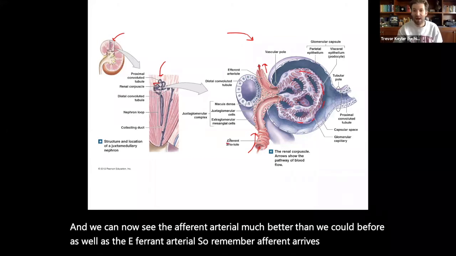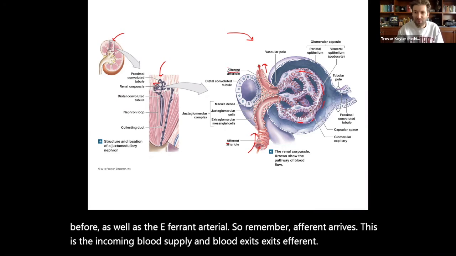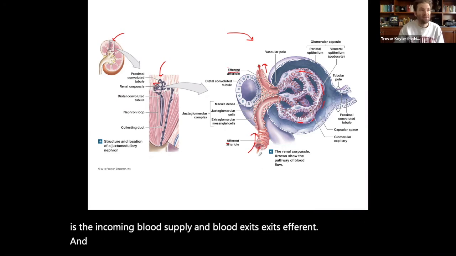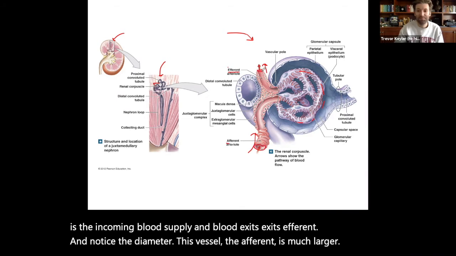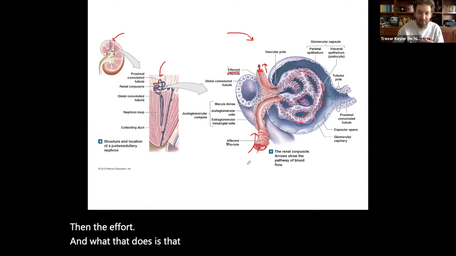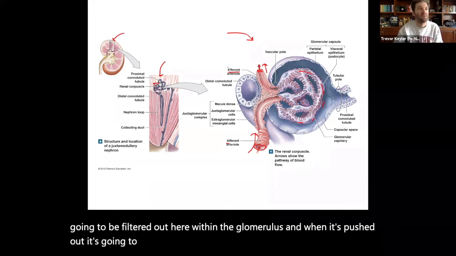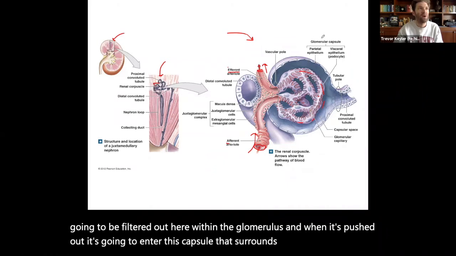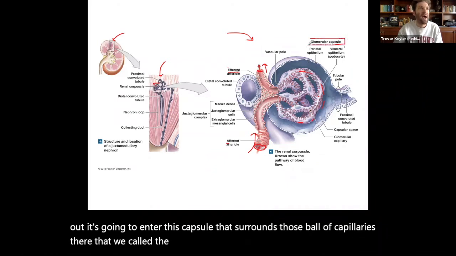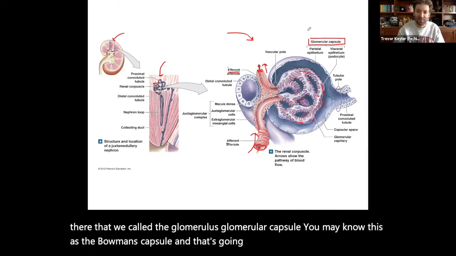This is the incoming blood supply. And then blood exits via the efferent arteriole. And notice the diameter of this vessel. The afferent is much larger than the efferent. Okay. And what that does is that creates a high pressure environment, and fluid is going to be filtered out here within the glomerulus. And when it's pushed out, it's going to enter this capsule that surrounds that ball of capillaries that we call the glomerular capsule. You may know this as the Bowman's capsule. And that's going to catch the filtrate, the fluid that's filtered out.